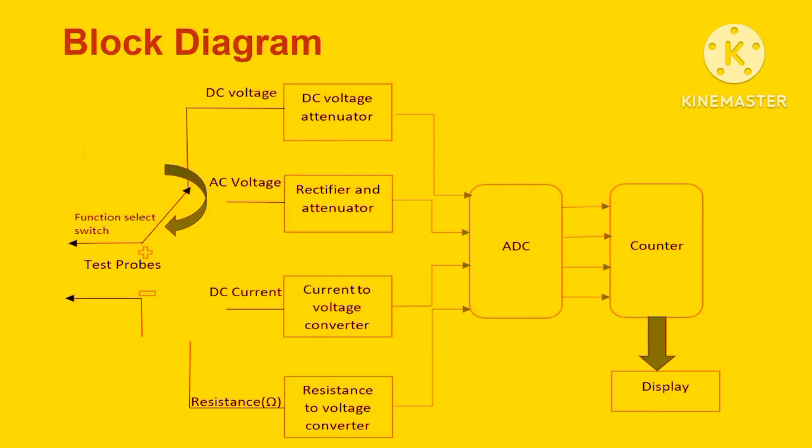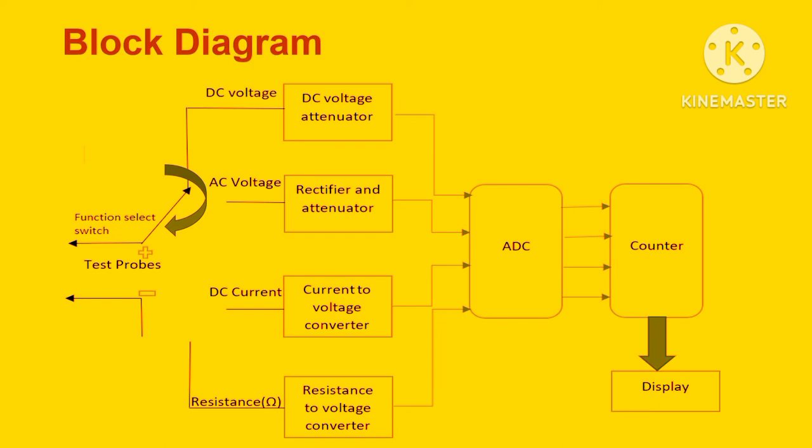Now let's see the block diagram of digital multimeter. Now the figure shows the simplified block diagram of digital multimeter. As shown, it consists of the following blocks. First, DC attenuator, then next rectifier and attenuator, then next current to voltage converter, then next resistance to voltage converter, then analog to digital converter, that is ADC, and counter and digital display.